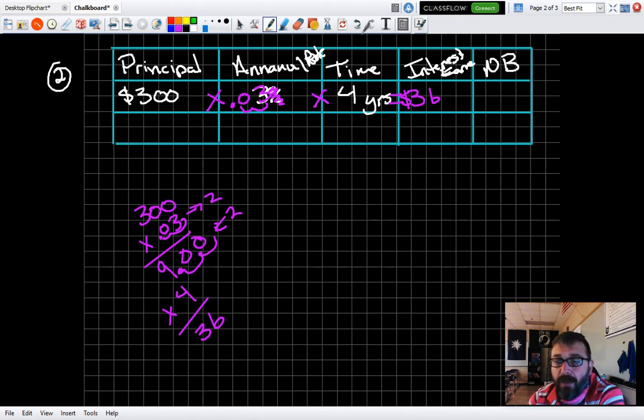And now I'm back to my original problem of needing the new balance. Well, the new balance is if I made 36 and I already had 300, I just need to combine those. So I'm going to take my interest earned and add it to the principal to get what it equals. So I have 300 plus 36. Normally, I'd write it down for you to work, but I hope you can do that in your head and see that it is simply $336.